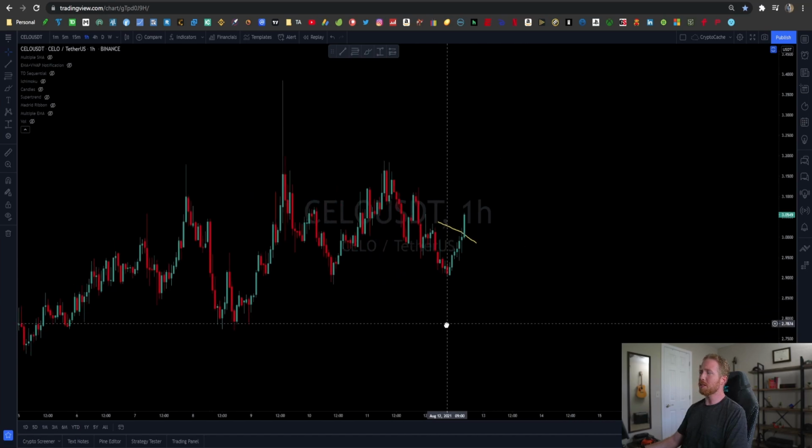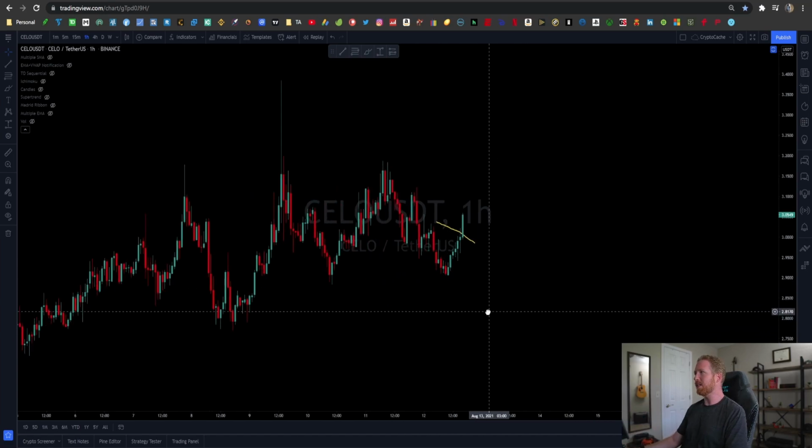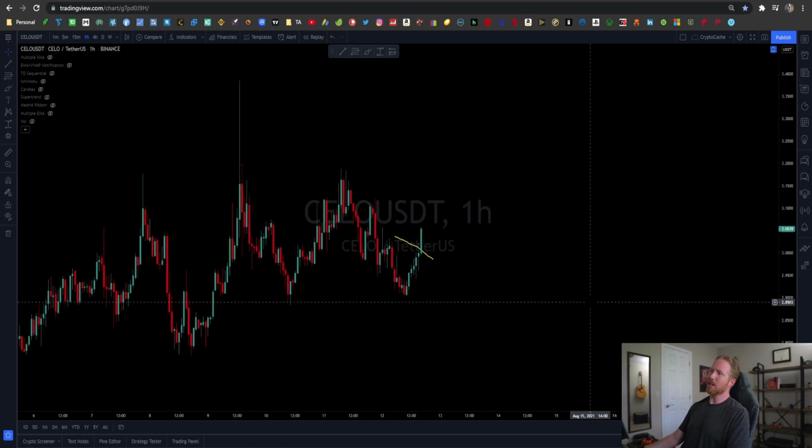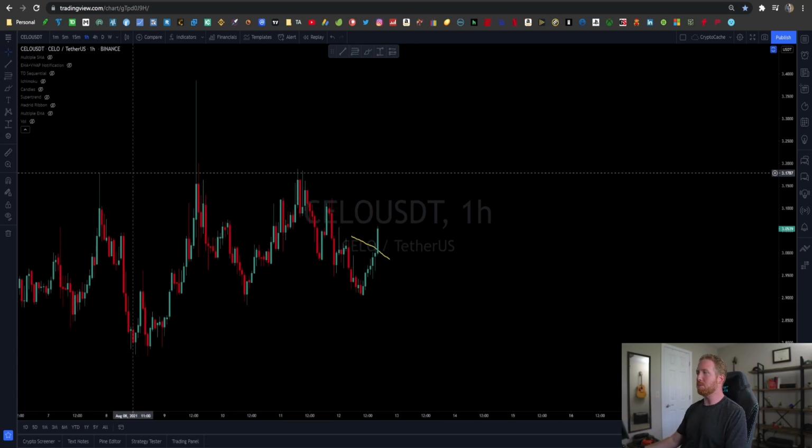So hopefully we're going to see a breakout, especially with that convergence on the MACD. We could see another one of these here. Again, if Bitcoin is able to go sideways and/or get back up over 45,000, I think we're going to see some really good movement here from CeeLo.